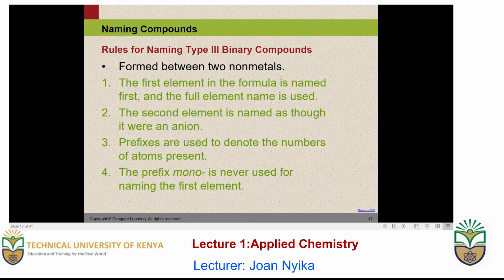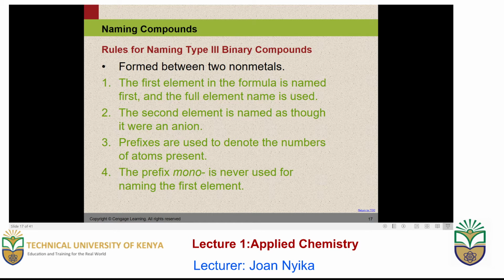We also looked at the naming of binary ionic compounds, what we refer to as nonmetals that combine with metals, the case where metals form salts and crystals with nonmetals in an ionic compound.